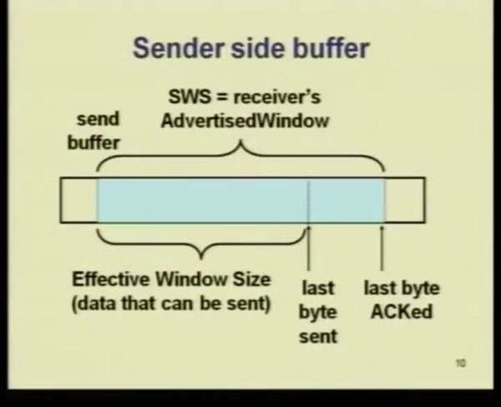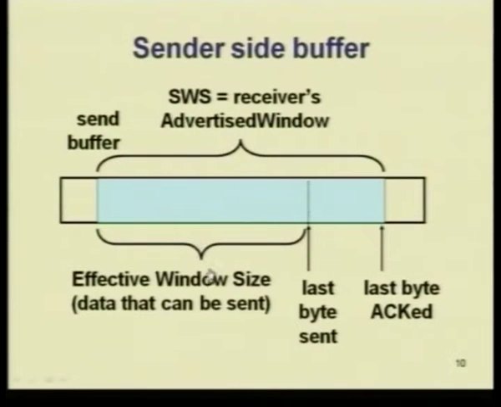Now, if you look at the buffer on the sender side, let's say this is the entire buffer that's available. In this send buffer, the sender window size is determined by the receiver's advertised window. Let's say the advertised window is this big, the one that's colored in blue. Now, up to this point I might have already sent some data. So, let's say this is my last byte that has been ACKed, and I have already sent some amount of data. This is the last byte that is sent. The difference between these two is the amount of data that has been sent but has not yet been acknowledged by the receiver: last byte sent minus last byte ACKed.